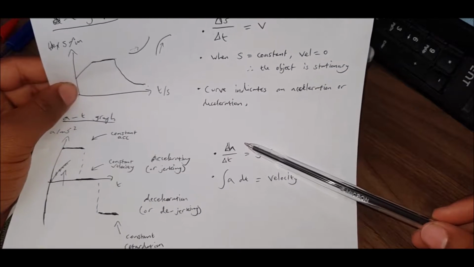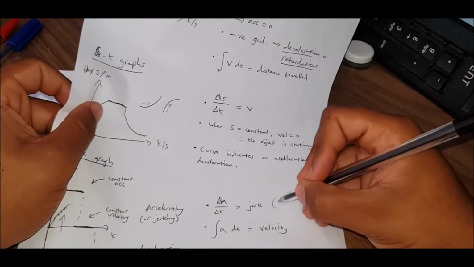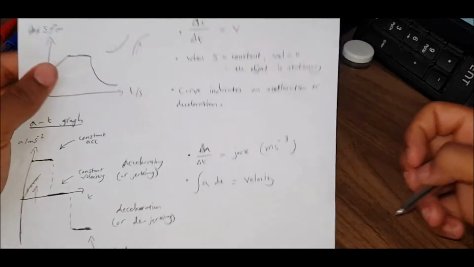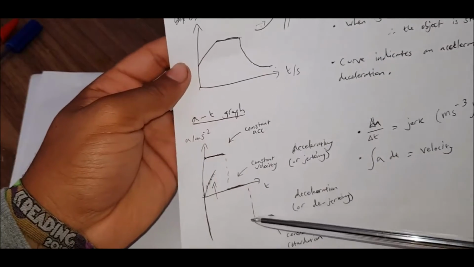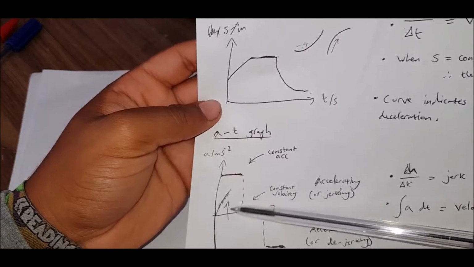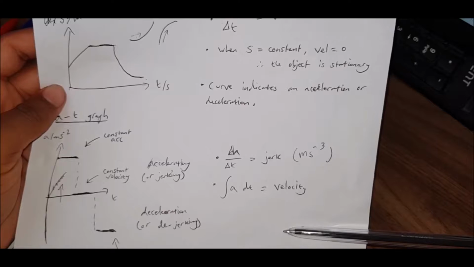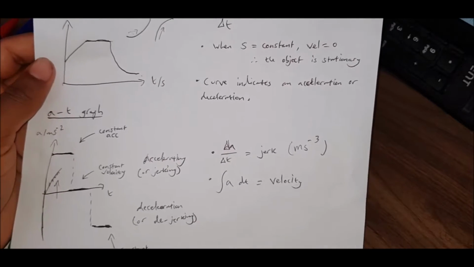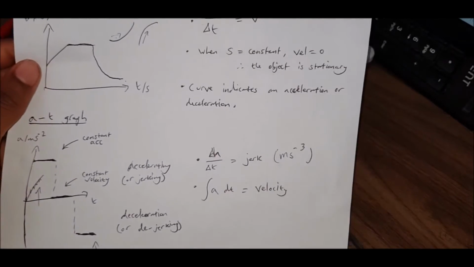That makes sense. So change in acceleration over the change in time equals jerk. This is measured in meters per second cubed. And underneath the graph, so the area of, say, this square, is the velocity. Obviously between two individual times. Okay. Finally, the bit that I would like to get onto.